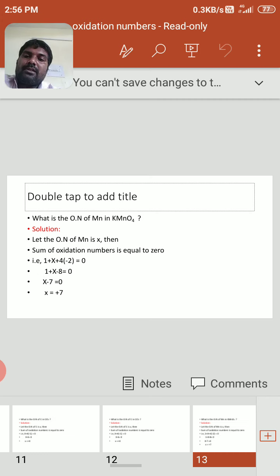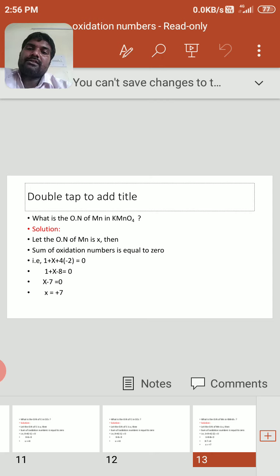Next problem: what is the oxidation number of manganese in KMnO4? This is a very important problem. It has been given in previous exams, and here we have to calculate the oxidation number of manganese in KMnO4, potassium permanganate. Let the unknown element manganese be x.